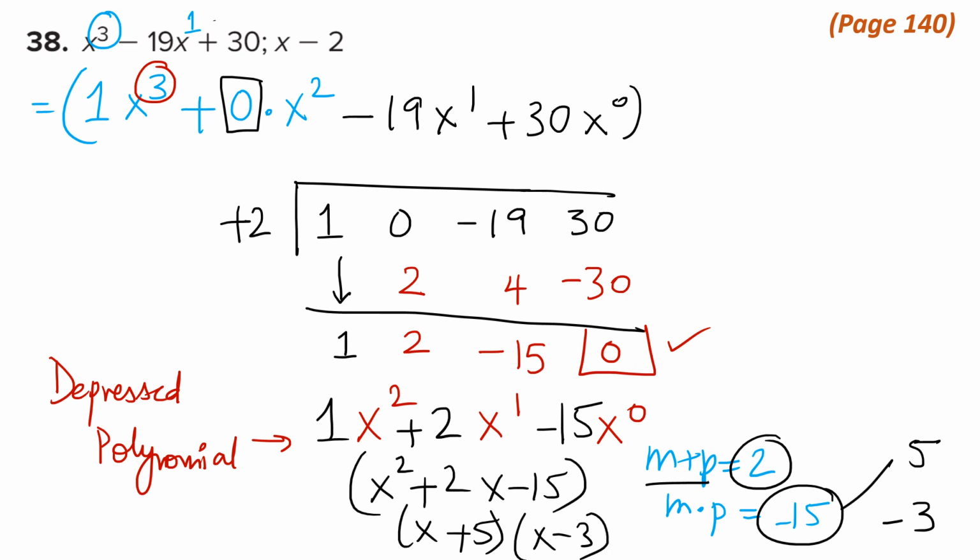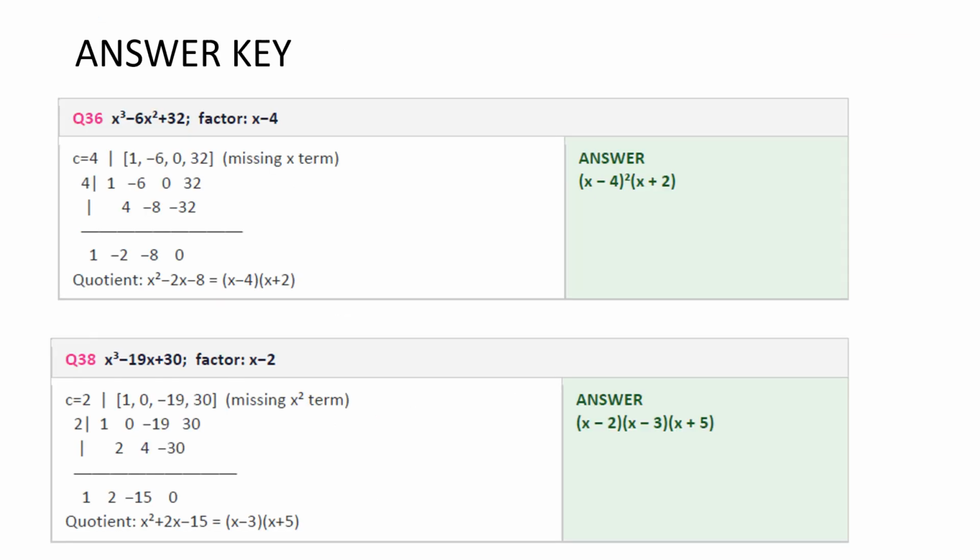I hope it is clear, and now you have understood how to do the factor theorem and synthetic division and to factor the depressed polynomial. So this is how the answer key looks for questions 36 and 38, and as I promised, you can now check your answers. If you have any doubts or queries, please let me know in the comment section.